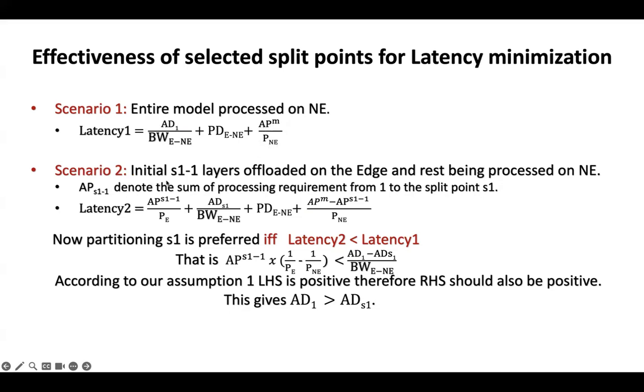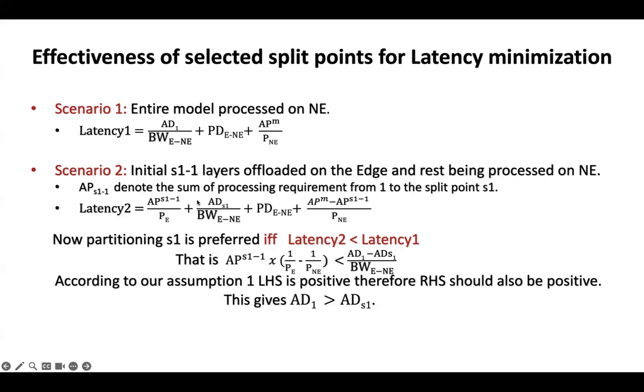Now consider the second scenario in which the initial S1 minus 1 layers are offloaded on the edge and the rest of the model is being processed on near edge. In this scenario, let's consider that AP S1 minus 1 denotes the amount of computation required for the DNN from layer 1 until layer S1 minus 1. So these layers are being computed on the edge now. So the first term will show the computation time of these layers on edge.